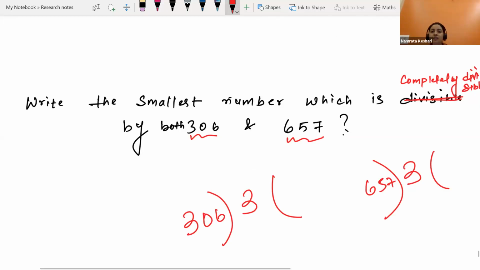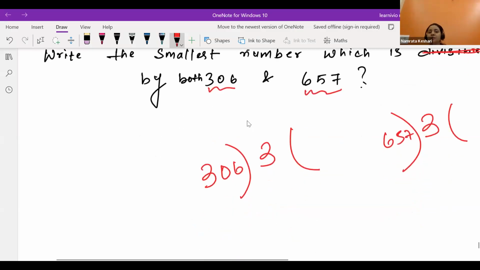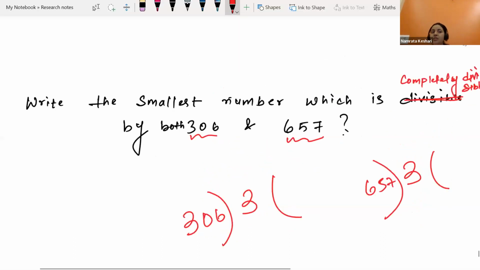Are you getting it? The answer which you have said to me, I am writing it. 306 is completely dividing 3, and the other number 657 is also completely dividing your answer. Okay, because we are supposed to write the smallest number which is completely divisible by this also and by this also.